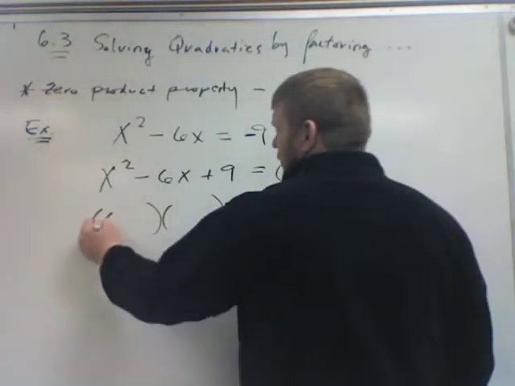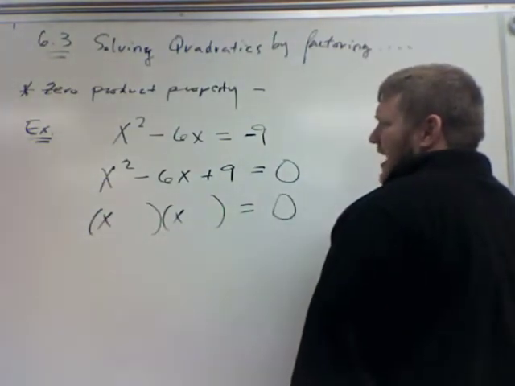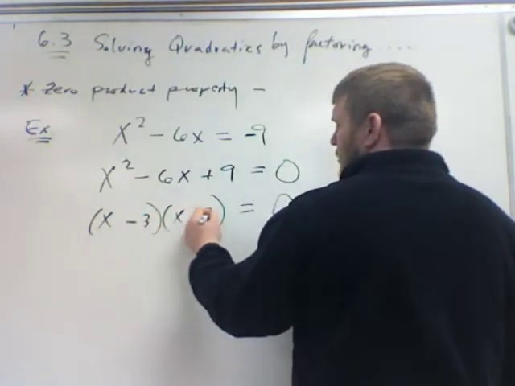x plus 3, x minus 3. And if I do that, then I'm not going to have a middle term. So I think it's going to be x minus 3, x minus 3.